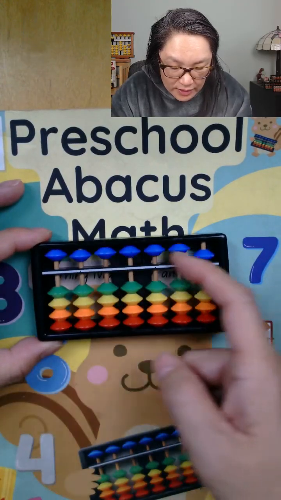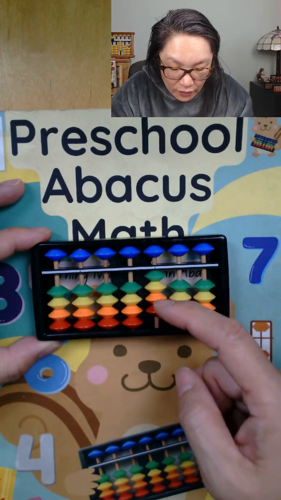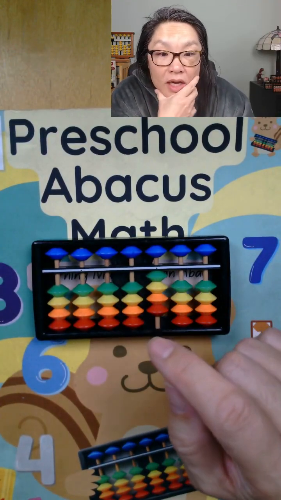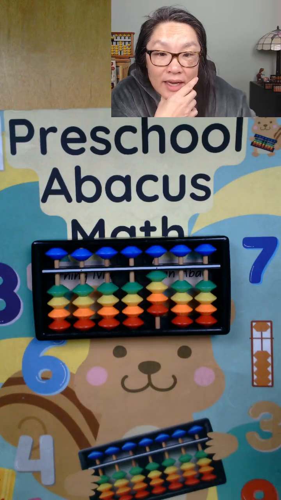Well, just as we see the abacus, 1, 2, 3, 4, this is what 4 is. Because this is 4.